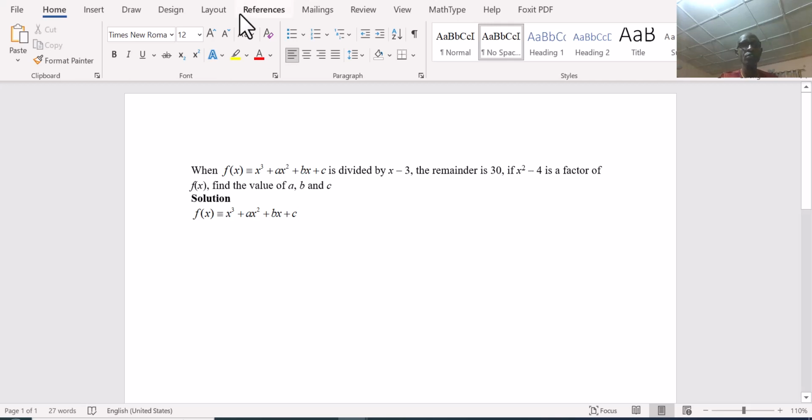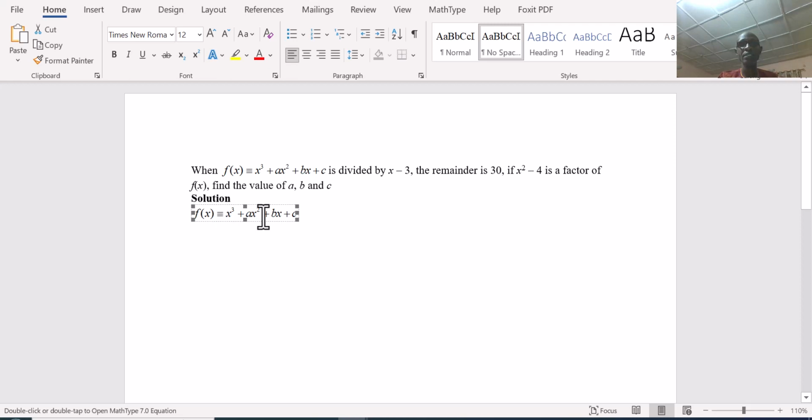Okay, we are given this question, a polynomial question, and it says that when f of x, which is equivalent to x cubed plus ax squared plus bx plus c, is divided by x minus 3, the remainder is 30. If x squared minus 4 is a factor of f of x, find the value of a, b, and c. So let's see how we go about solving this polynomial.